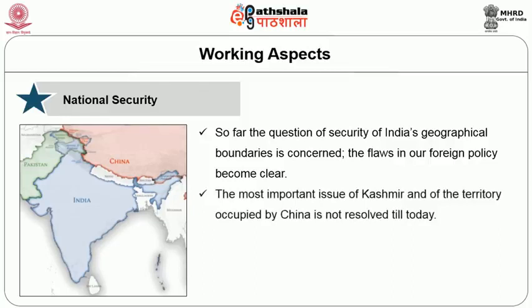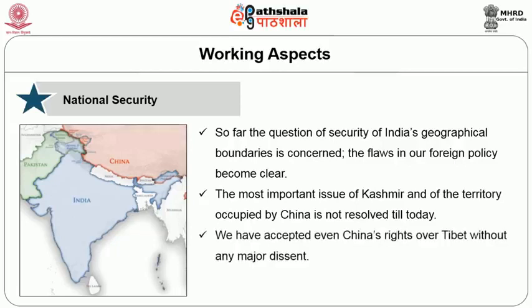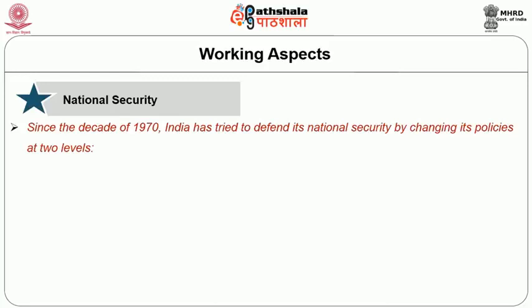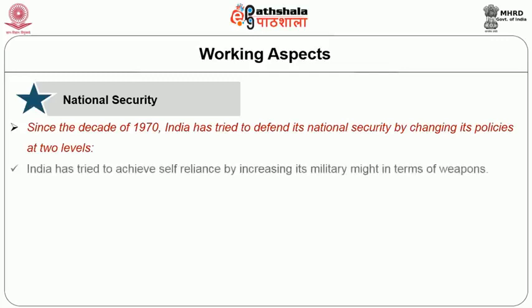The most important issue of Kashmir and of the territory occupied by China is not resolved till today. We have accepted even China's rights over Tibet without any major dissent. Undoubtedly, by opting for a compromising attitude, India has ignored national interests. Since the decade of 1970, India has tried to defend its national security by changing its policies at two levels.